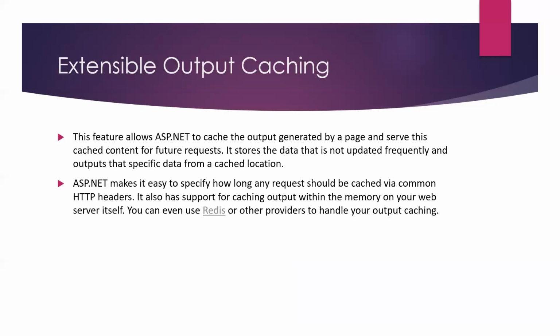Next, extensible output caching. This feature allows ASP.NET to cache the output generated by the page and serve this cached content for future requests. It stores data that is not updated frequently and outputs that specific data from the cache location. ASP.NET makes it easy to specify how long any request should be cached via common HTTP headers. It also supports caching output in memory on your web server itself. You can even use Redis or other providers to handle your output cache.